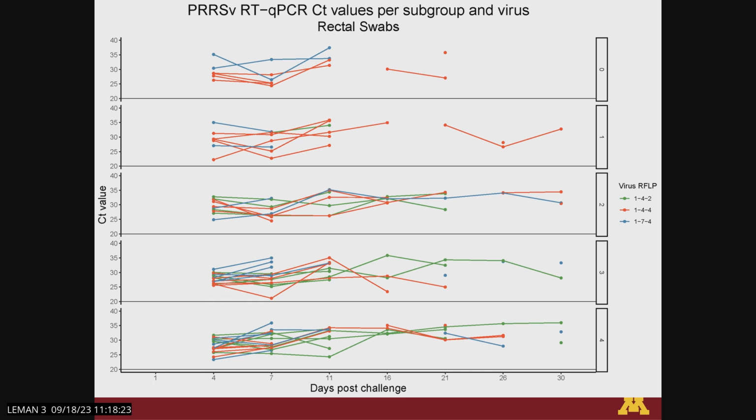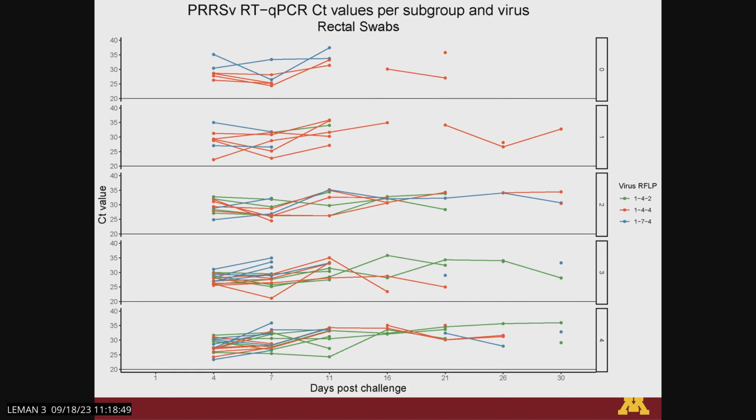Also, as a reminder, a couple of slides before I described that at day 11, 2 pigs from each subgroup were chosen for euthanasia. That's why some of these pigs don't continue with the shedding until day 30: they were euthanized. But some of the ones that continued were able to shed until day 30 post-challenge.